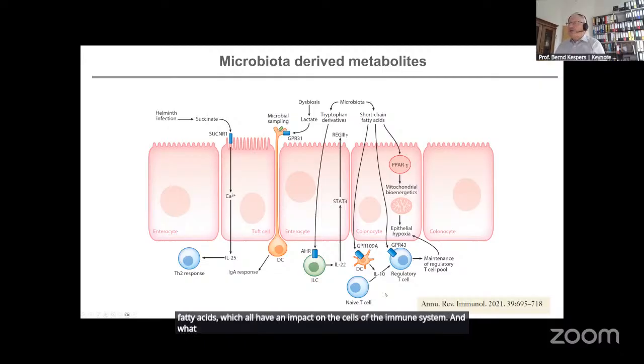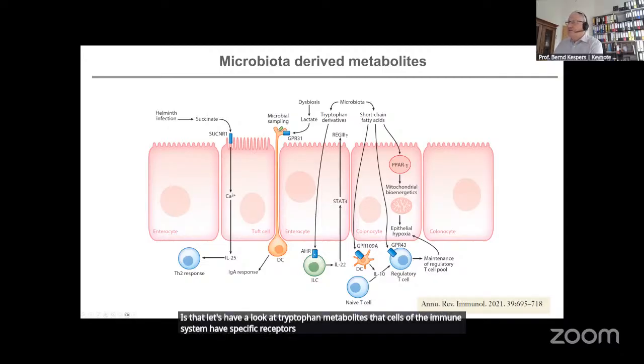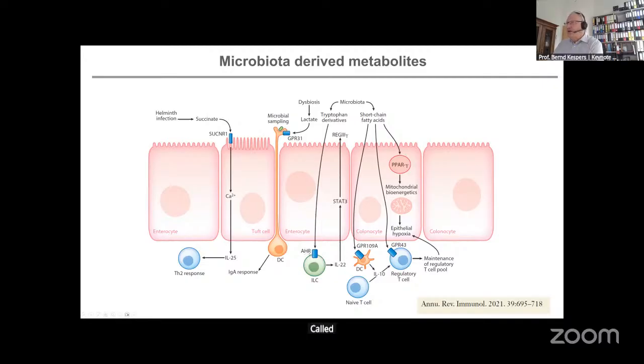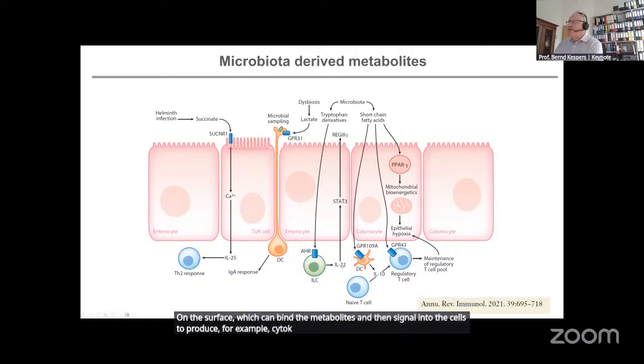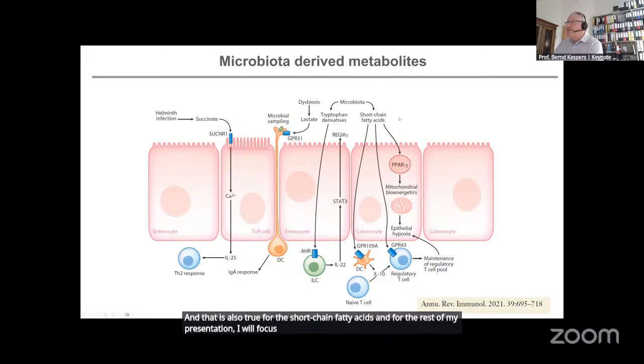And what is important to understand is, let's have a look at tryptophan metabolites, that cells of the immune system have specific receptors called AHR on the surface, which can bind the metabolites and then signal into the cells to produce, for example, cytokines. And that is also true for the short chain fatty acids. And for the rest of my presentation, I will focus on that.